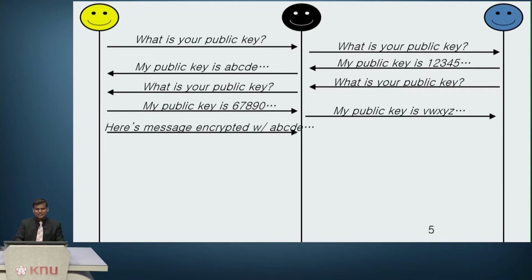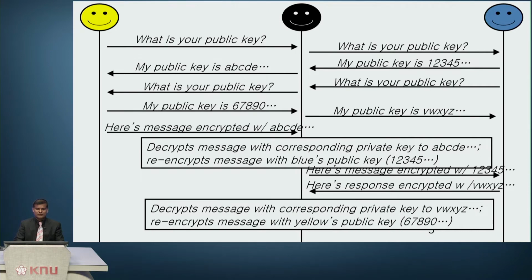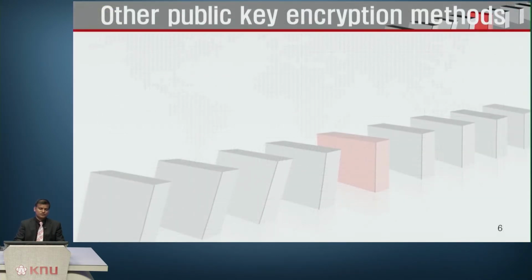Now the actual message is sent from yellow to blue, but the man in the middle receives that message. He decrypts it with the corresponding private keys he has, and re-encrypts the message with blue's public key. So he actually knows what the actual message is because he can decrypt the encrypted message. Now he sends another message to blue, and then the same thing happens. He receives a message from blue and does the same thing. He decrypts it, knows what the actual message is, and sends a wrong message to yellow as well. So that's how the man in the middle works.